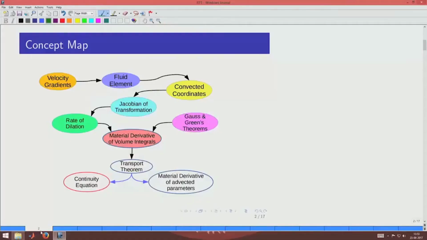So, the concept map behind the theorem is given here. We could see that when we have a velocity field which is varying with the spatial coordinates, we do have velocity gradients, and these velocity gradients are going to change the shape of any fluid element. They would be stretching the fluid element in directions where the velocity gradients are positive, shrinking them in the directions where they are negative, and so on.